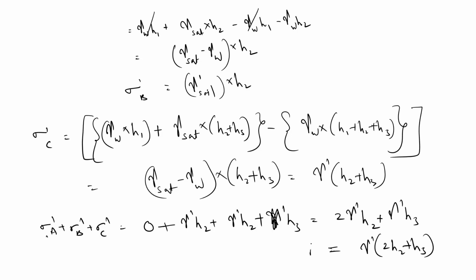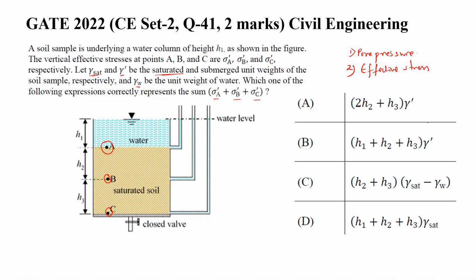So the answer is gamma dash into 2H2 plus H3. So A is the answer.